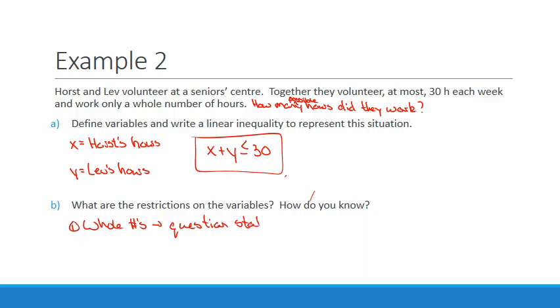Question states it. And that's up here, only work a whole number of hours. The second thing is it's got to be positive numbers, because you can only work a positive amount of time. So my reason, sorry, I mumbled there, will be real world. So you can't work -5 hours. You'd work 5 hours.